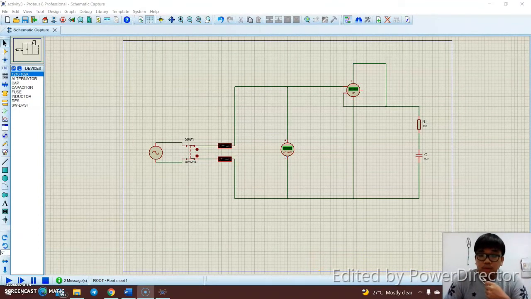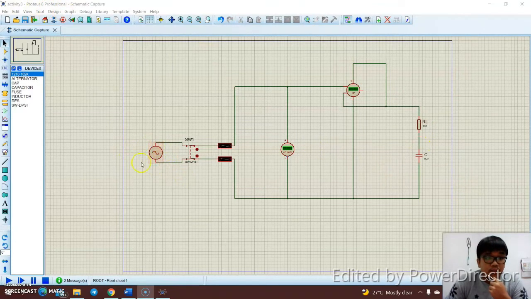Very good morning to all the lecturers who are watching this video presentation today. My name is Lee Jin Zhou, and I'm going to present activity 3 in exercise 6. Here is a circuit I have designed by using PSIM Professional.